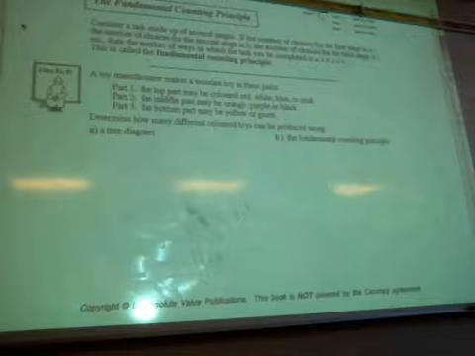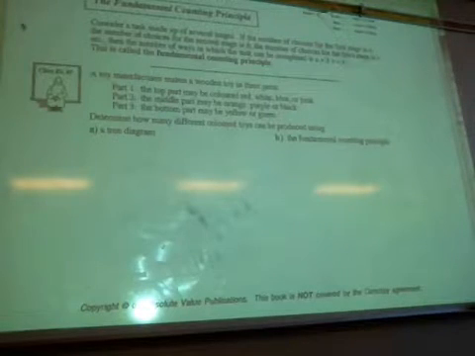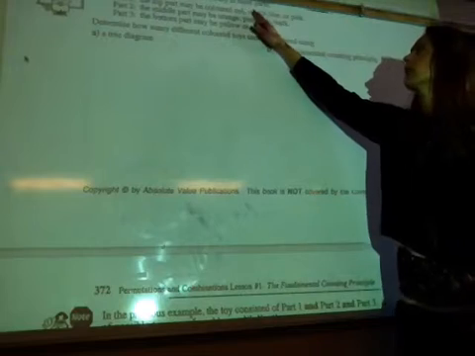Okay, so it's just shorter than adding them all up. So let's see if we can put that into practice. We're going to compare the tree diagram to the fundamental counting principle. A toy manufacturer makes a wooden toy in 3 parts. Part 1, the top part, may be colored red, white, blue, or pink. The second part, which is the middle part of the toy, can be orange, purple, or black. And the third part, which is the bottom part of the toy, would be yellow or green. So we have a few options.